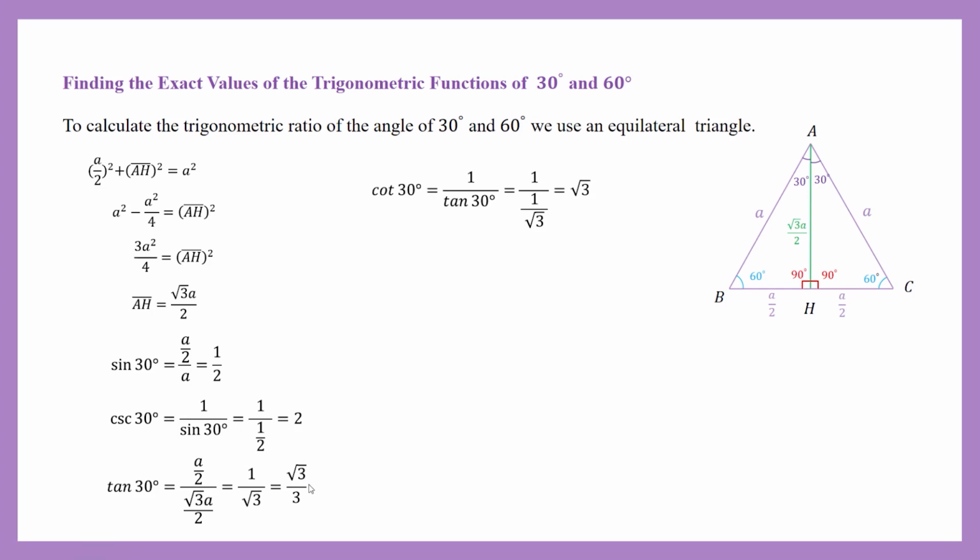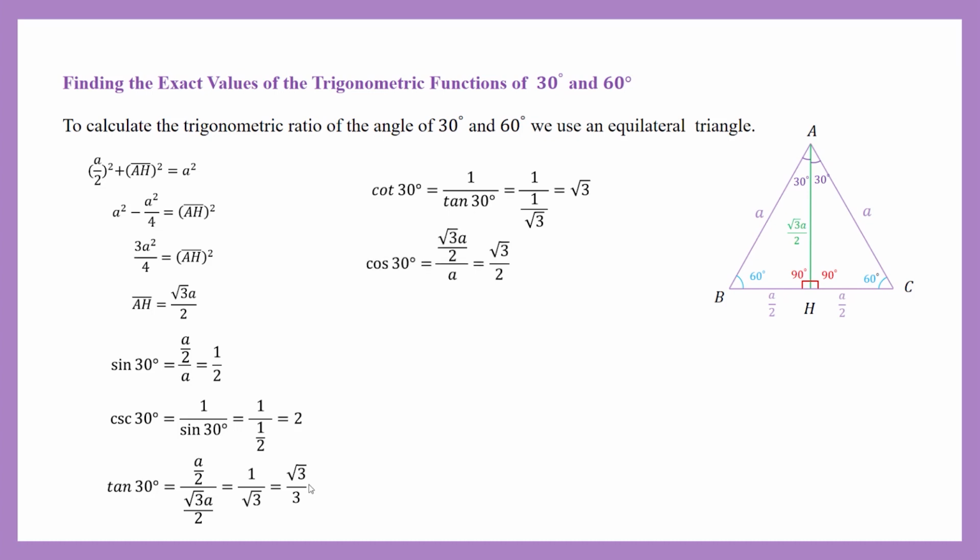Cotangent of 30 degree is equal to 1 by tangent of 30 degree, because we know that cotangent is the reciprocal of tangent. So we can write down 1 divided by 1 by the square root of 3. If we simplify that one, we will get the square root of 3.